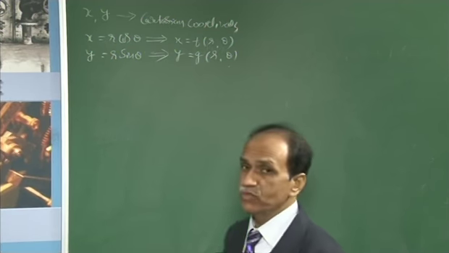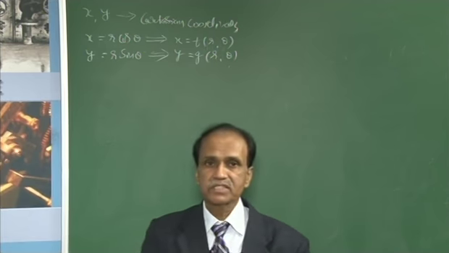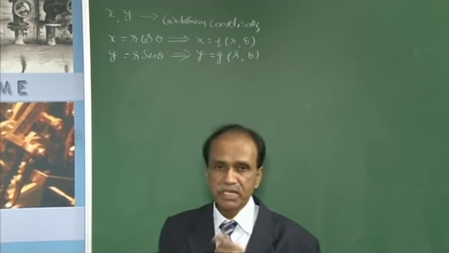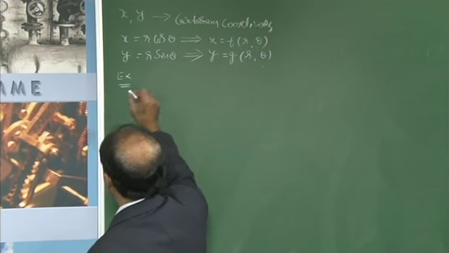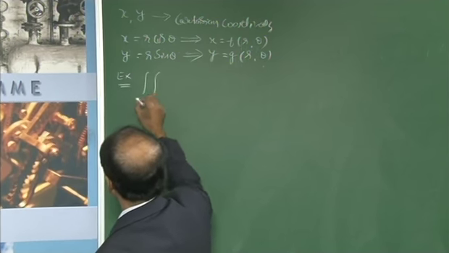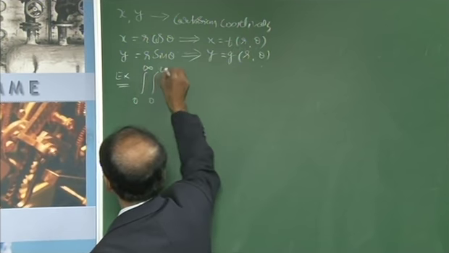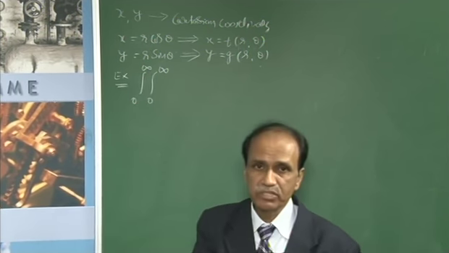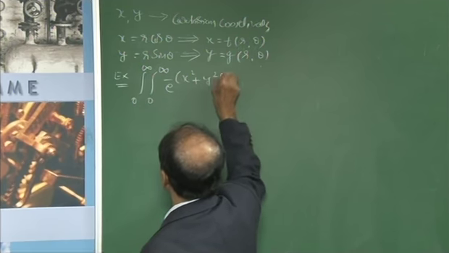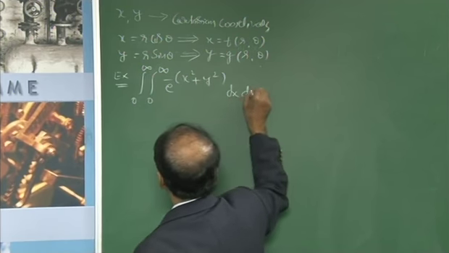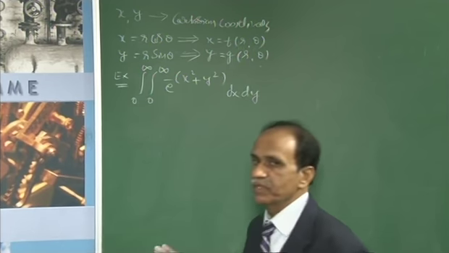Yes, let me take one situation and then we will discuss how this problem behaves by introducing polar coordinates. Example: to evaluate, both with limits 0 to infinity and 0 to infinity, e to the power minus x square plus y square, dx dy.